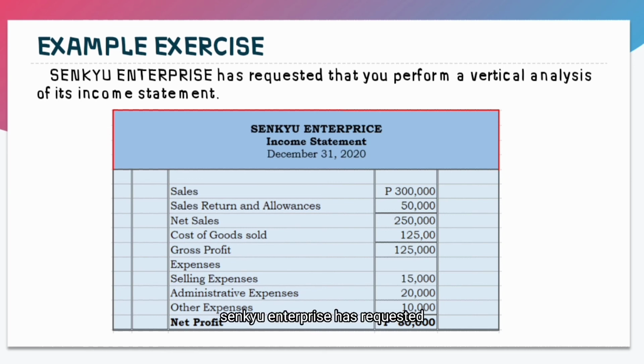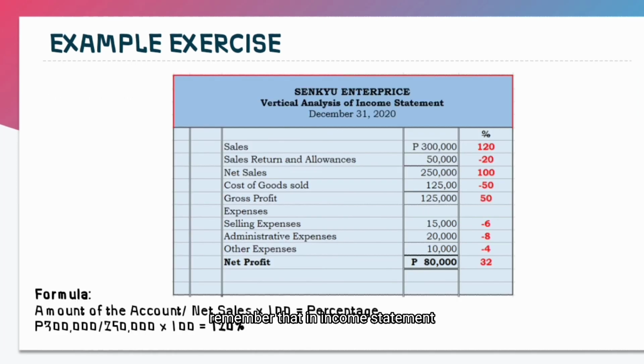Senki Enterprise has requested that you perform a vertical analysis of its income statement. Remember that in the income statement, the base number or the denominator is the net sales. So we use the net sales as our 100%. From there, we can take any item divided by net sales to determine its percentage in relation to net sales. One of the most useful items to do this for is the cost of goods sold. So for this example, you divide 125,000 by 250,000, which would equal negative 50%.